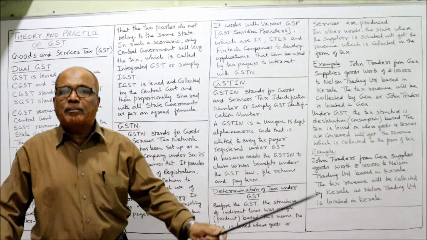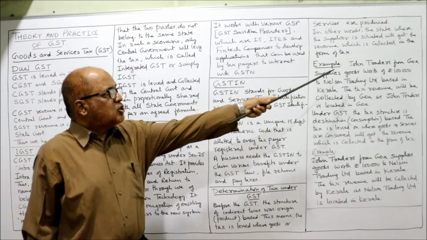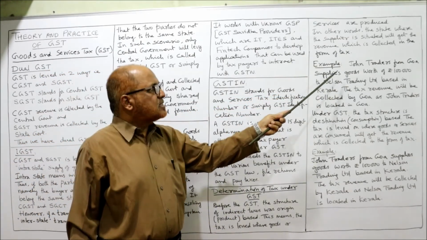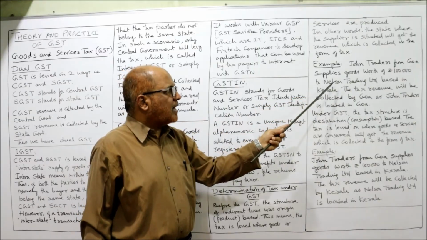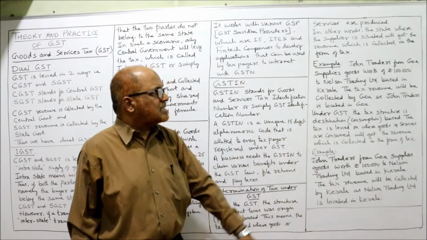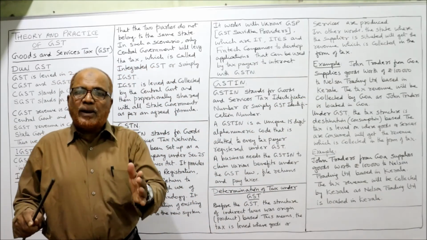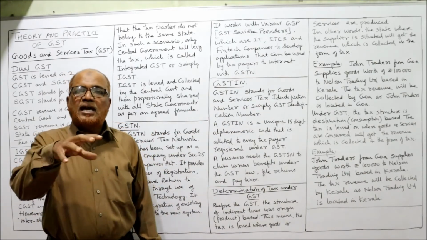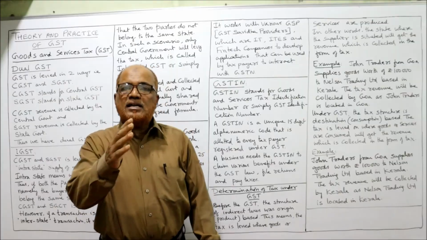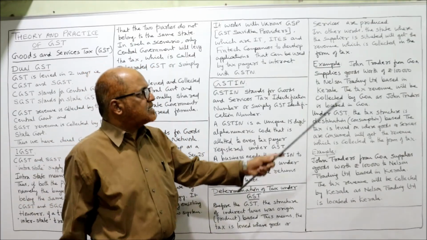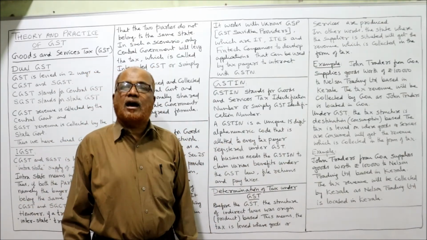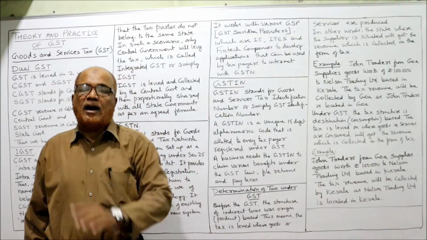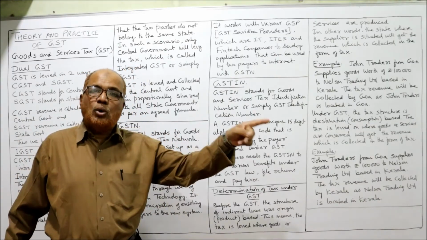The point will be clear by taking an example. John Traders from Goa supplies goods worth rupees 1 lakh to Nelson Trading Company based in Kerala. The supplier or producer is John Traders. They are staying in Goa and they are supplying the goods to Nelson Trading Limited in Kerala. The buyer is in Kerala and the seller is in Goa.